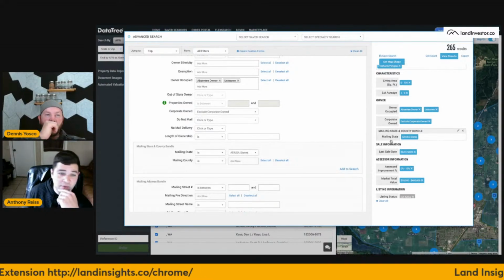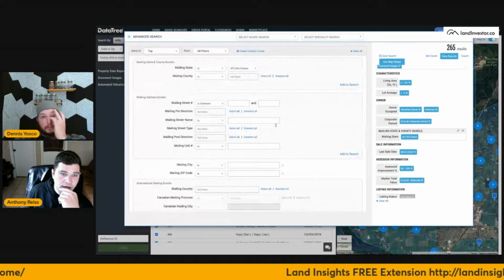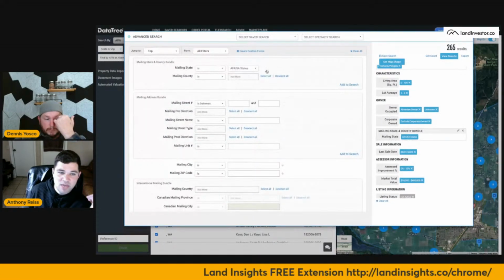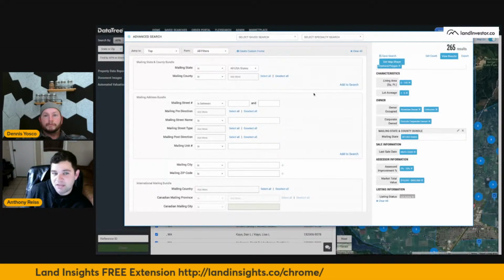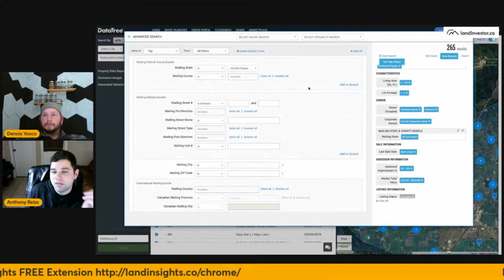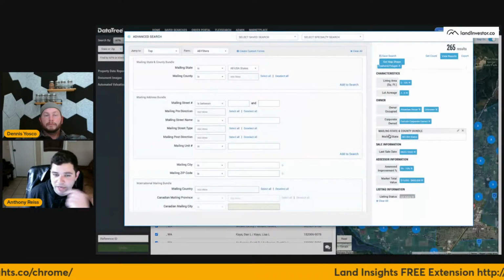Mailing state and county bundle. This is all U.S. states because I don't really want to mail people who live in maybe the U.K. who own a piece of property here. That's just going to add complexity to the deal and getting the paperwork done that I just don't want to do. It's very few and far between, but this is something I put in place.